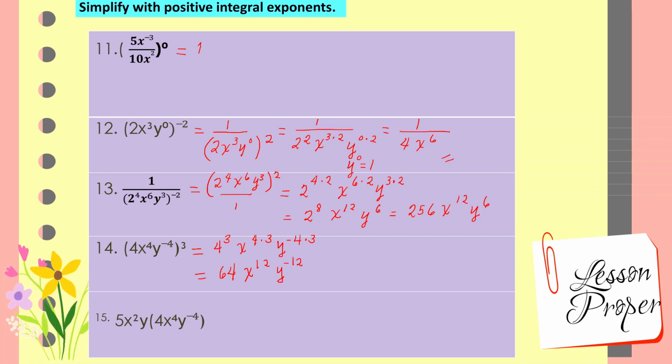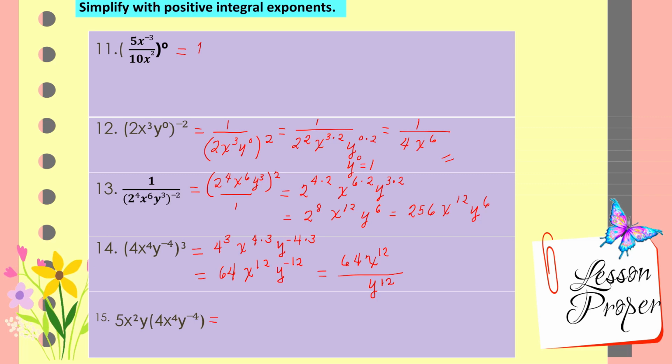So, you have a negative exponent. So, kukunin natin yung reciprocal niya. So, magiging 64x raised to the 12th power all over y to the 12th power. How about for number 15?